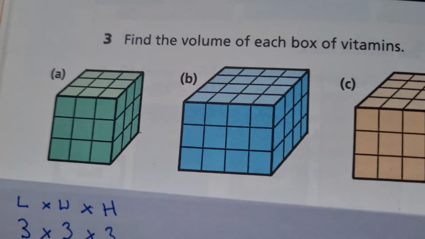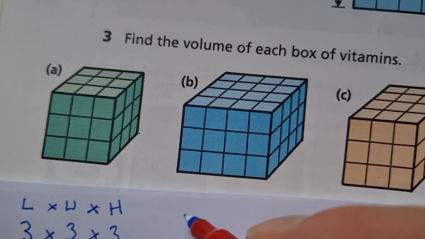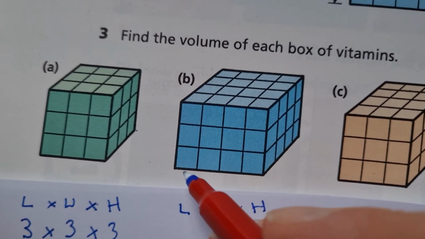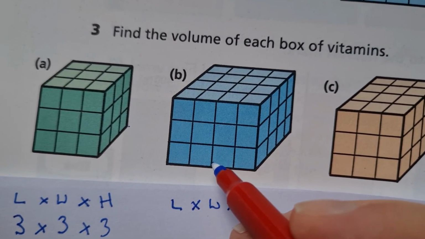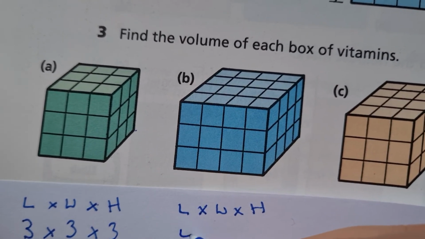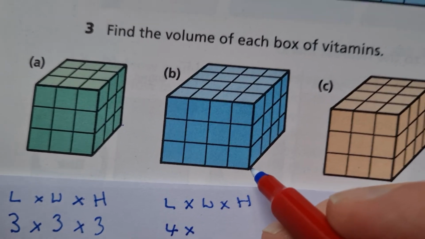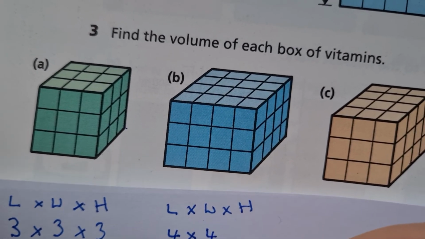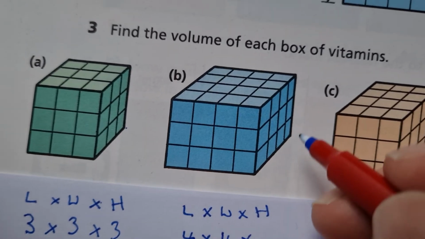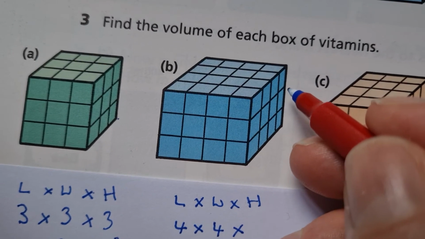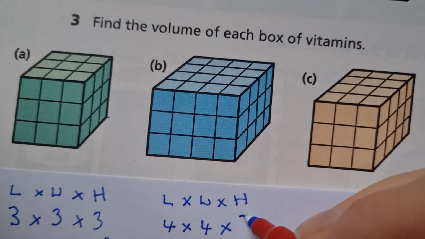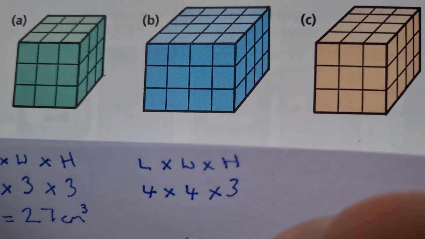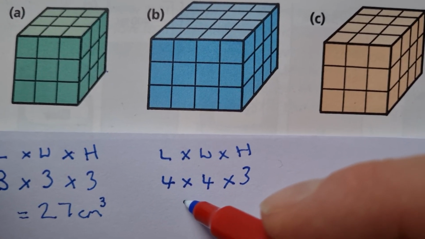Let's have a look at this next one. So again, length times width times height. How many cubes long is it? 1, 2, 3, 4. It's 4 cubes along, so that's my length. How wide is it? 1, 2, 3, 4. It's 4 cubes wide. How high is it? 1, 2, 3. It's 3 cubes high. So I need to very carefully multiply those numbers together. So 4 times 4 is 16.